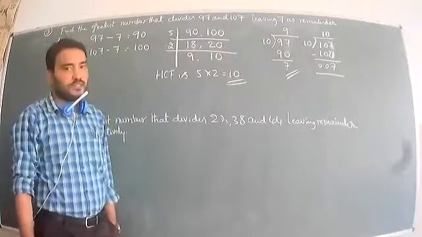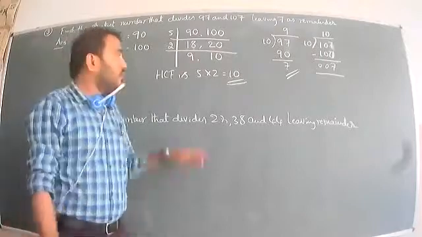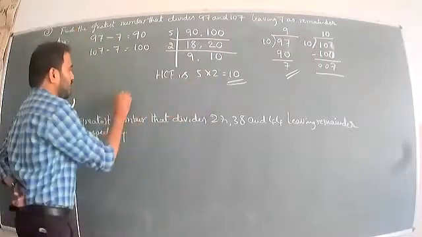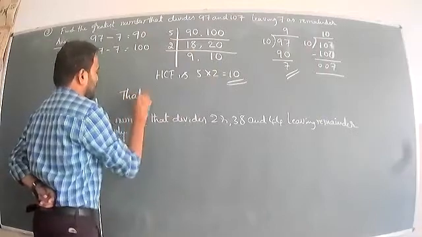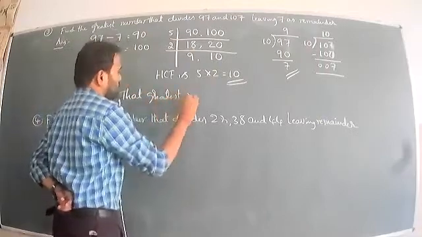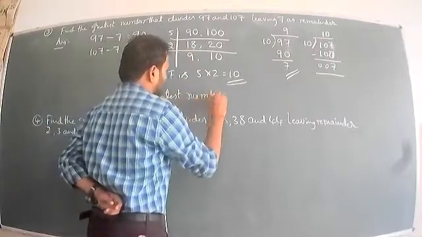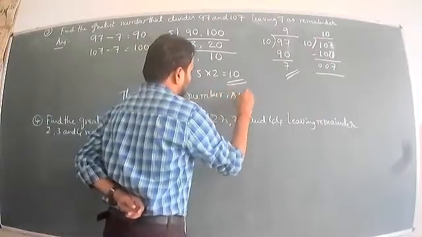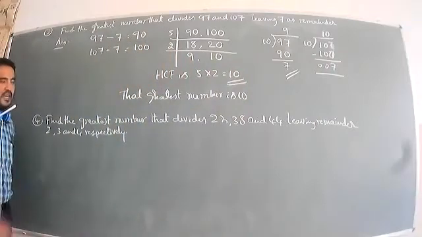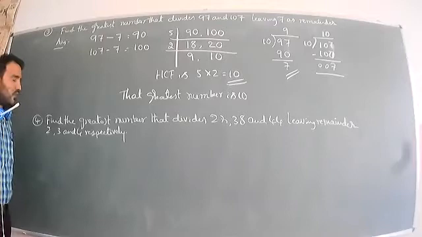Okay, this is the answer. So HCF is 10. So this is the greatest number. That greatest number is 10. Now we have applied the same rules. We have to solve the second one.